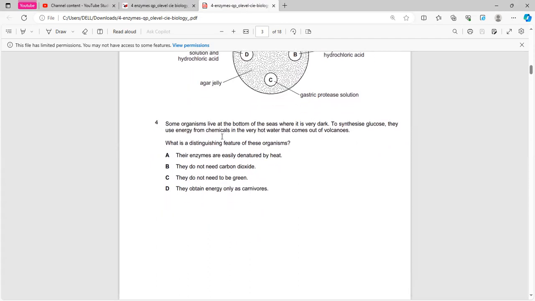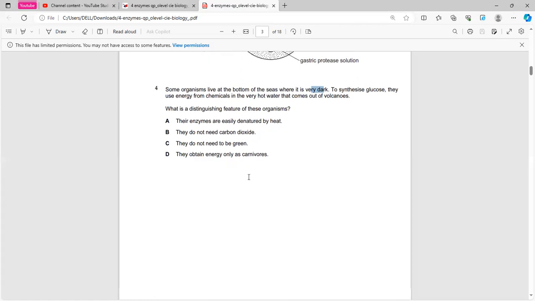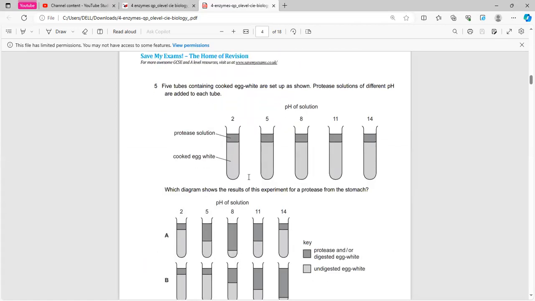Now, what is in question 4? What is the distinguishing feature or adaptation of these organisms? You need to know that they've told us that these organisms reside in areas which are very dark, so obviously they do not carry out the process of photosynthesis. And if they don't carry out photosynthesis, they don't need to be green and don't need to have chlorophyll in them. Now in question number 5, this basically has asked for the enzyme protease.